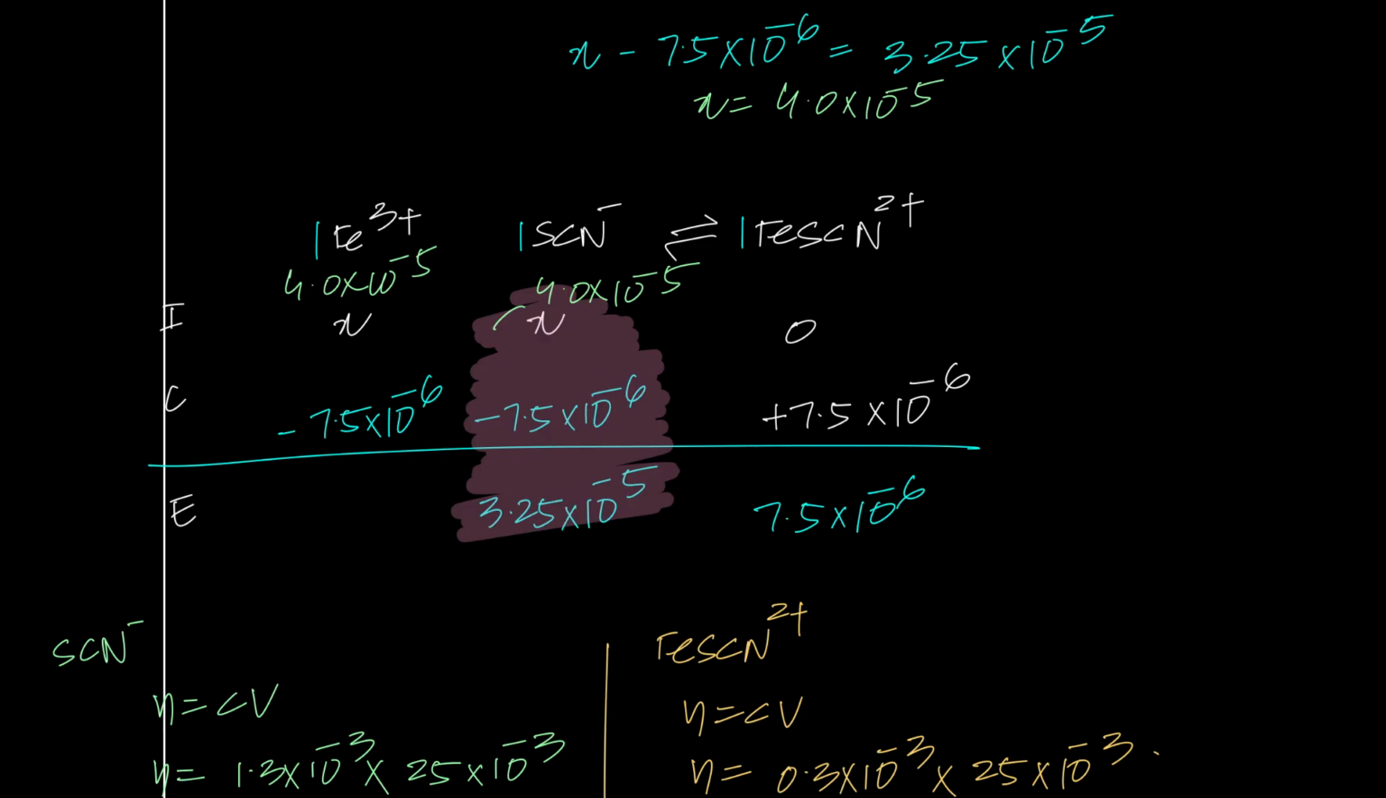You could figure this out, or you could say, hey, the moles at equilibrium for this and this are the same because they are equimolar. So this would also be 3.25 into 10 raised to the power minus 5. Again, same idea. So that's the answer. That's it. How easy. So just need to be very careful.